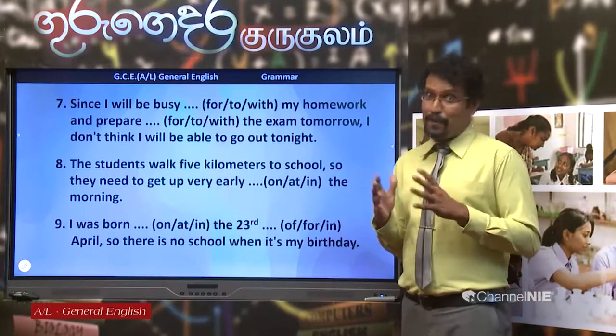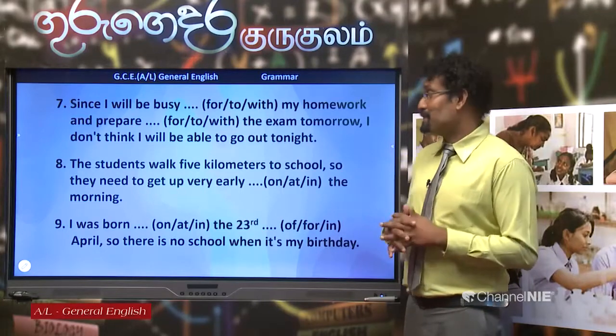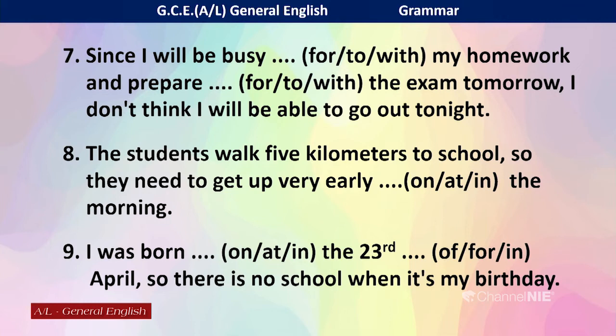Okay, there are 3 more sentences for you as an activity. I know you are enjoying this lesson. Since I will be busy blank for, to, with. Those are the 3 provisions you have been given as choices. My homework and prepare blank within brackets you have for, to, with. The exam tomorrow. I don't think I will be able to go out tonight.